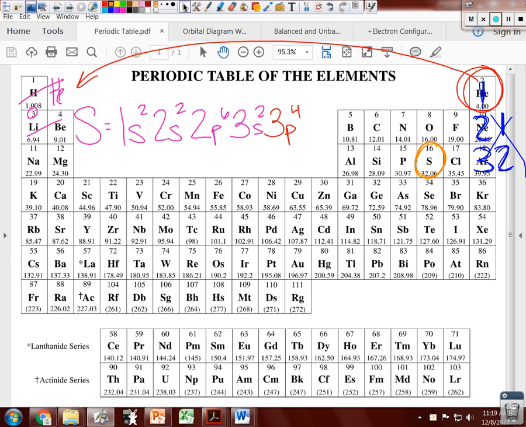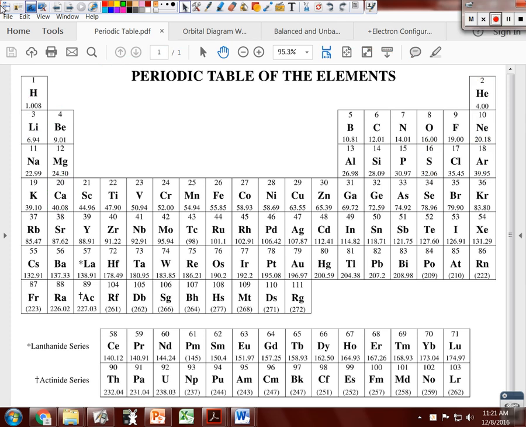All right, I want to do one more. I want you guys to do one more. Do calcium. Okay, there's a reason why I'm stopping at calcium. See if you can do the electron configuration for calcium. All right. So, we're doing calcium.